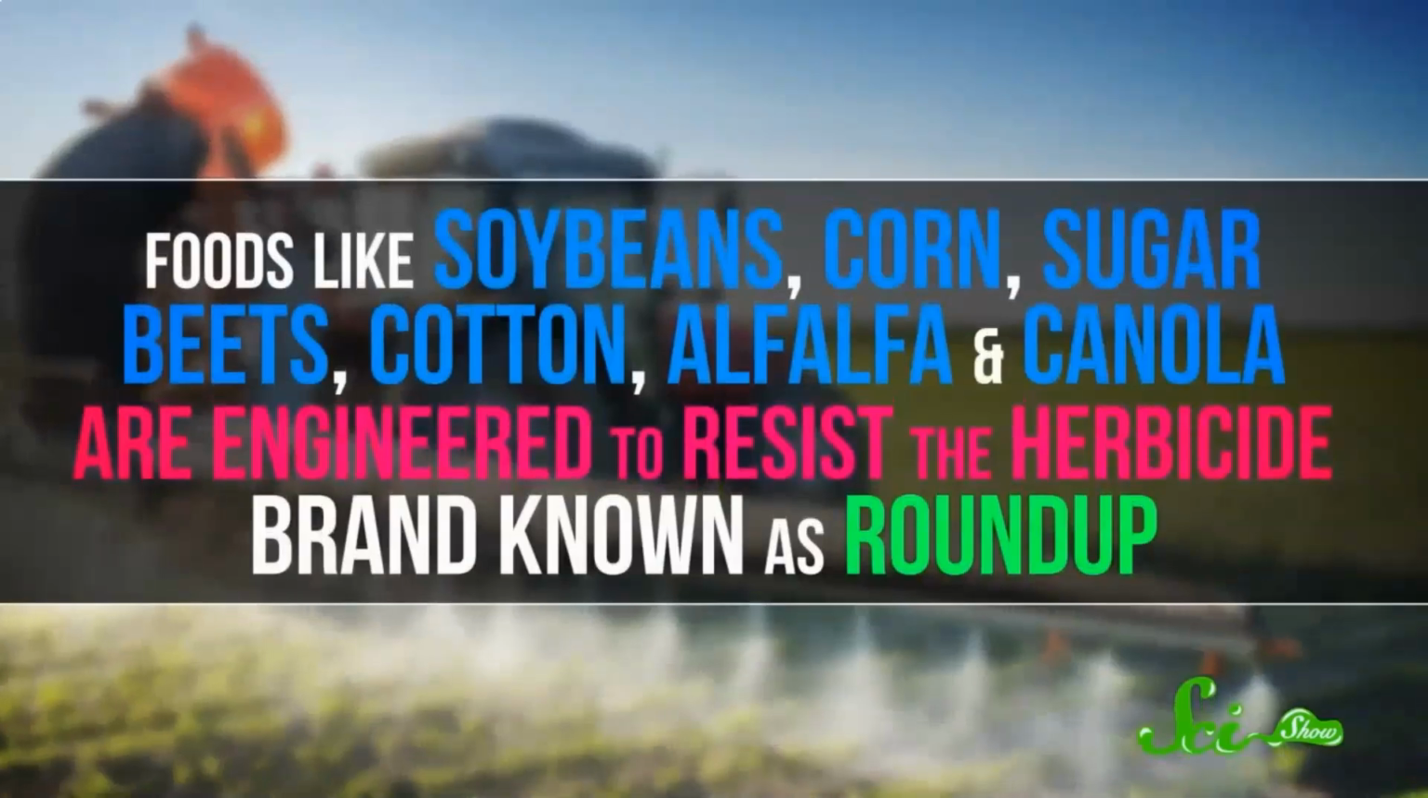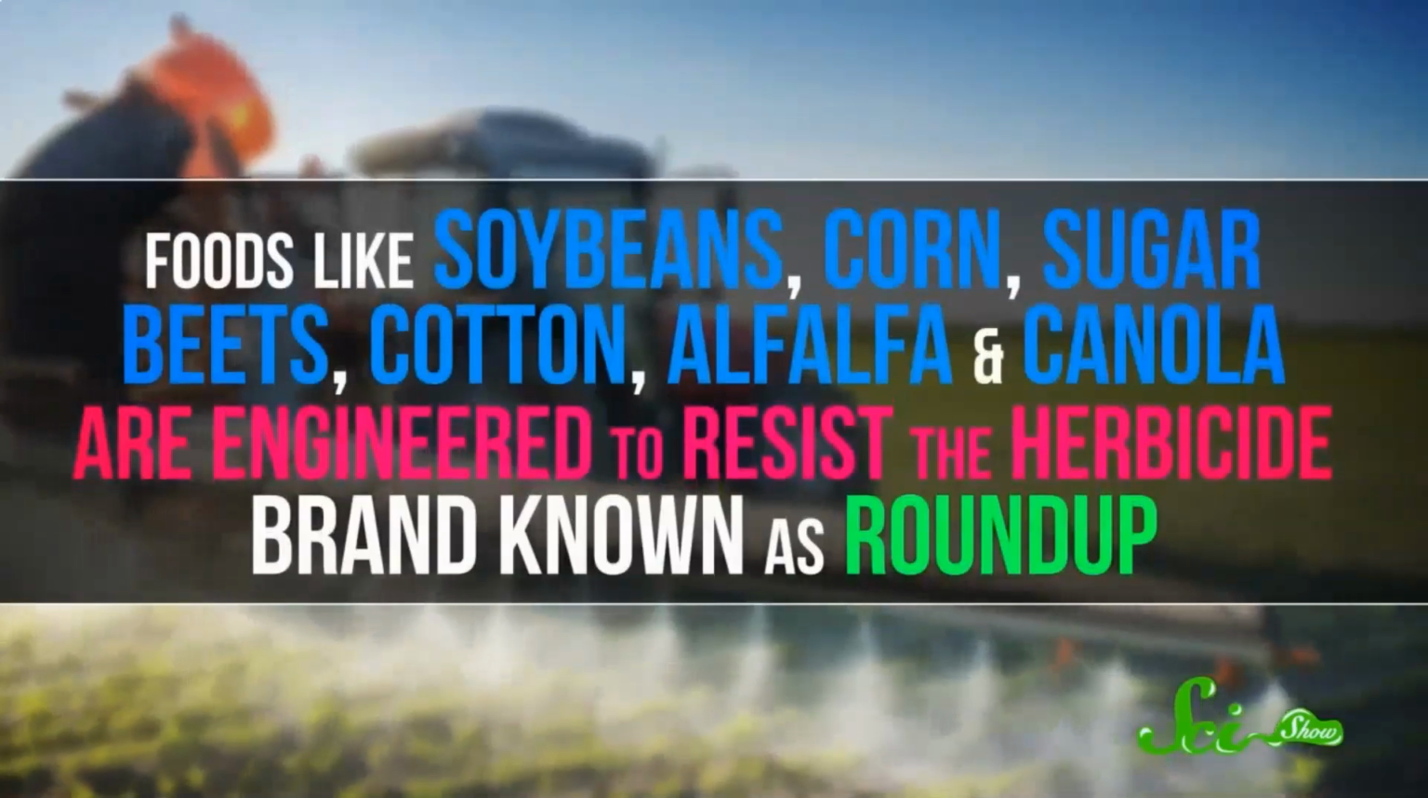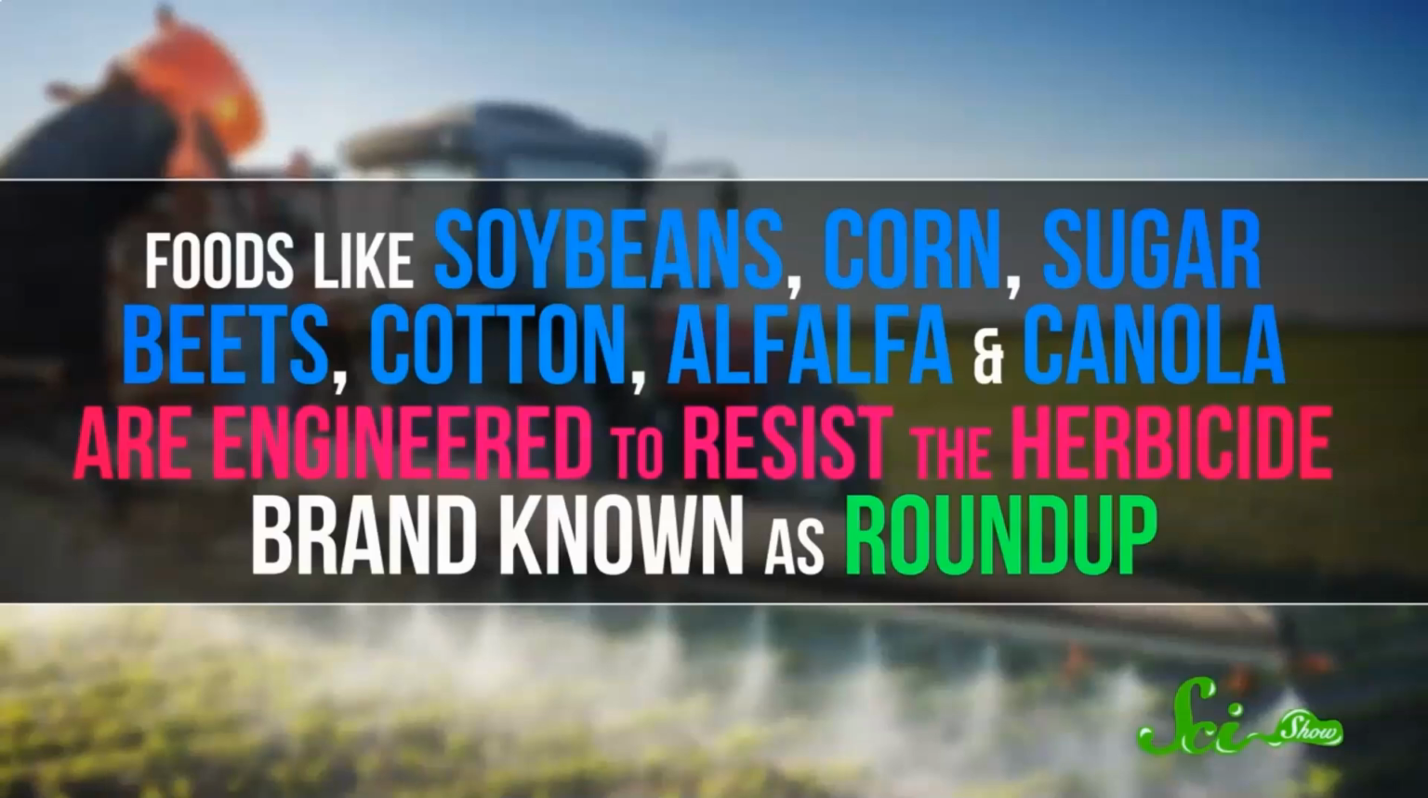Probably the most well-known of these transgenic crops are the so-called Roundup-ready crops, foods like soybeans, corn, sugar beets, cotton, alfalfa, and canola that are engineered to resist the active ingredient in the herbicide Roundup. These crops provide us with some, you might say, digestible examples of how transgenic foods are engineered, why they're made the way they are, what they do, as well as what they don't do. Let's start with why they were made in the first place.